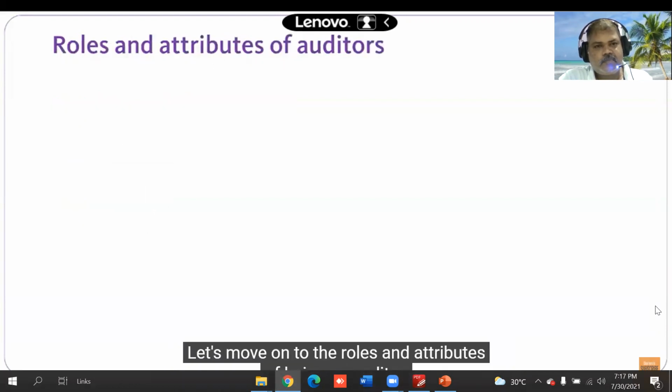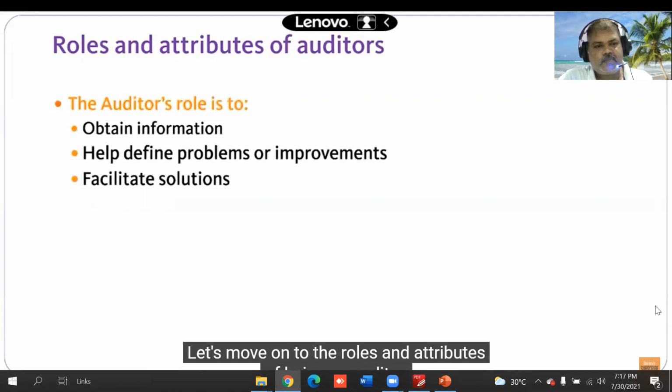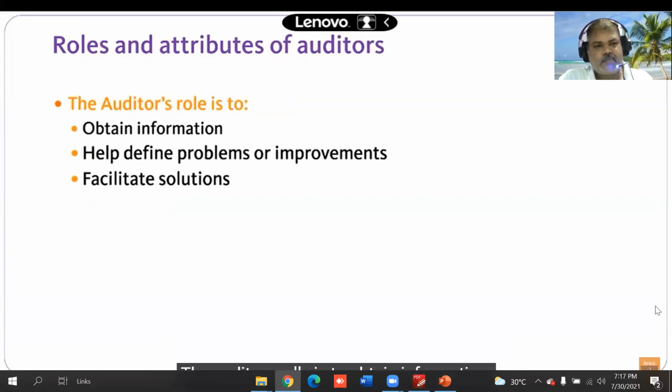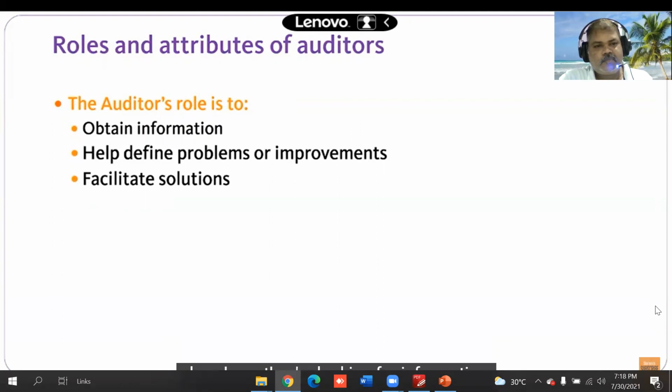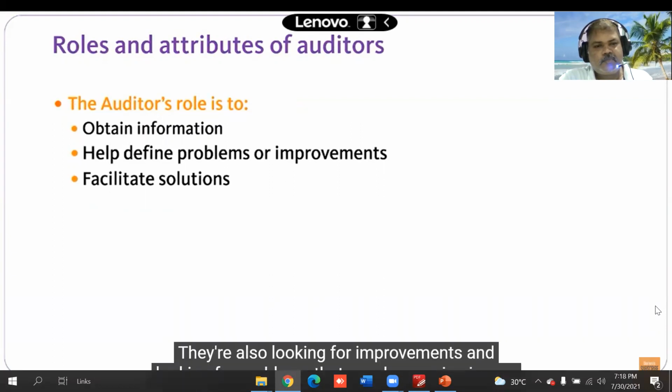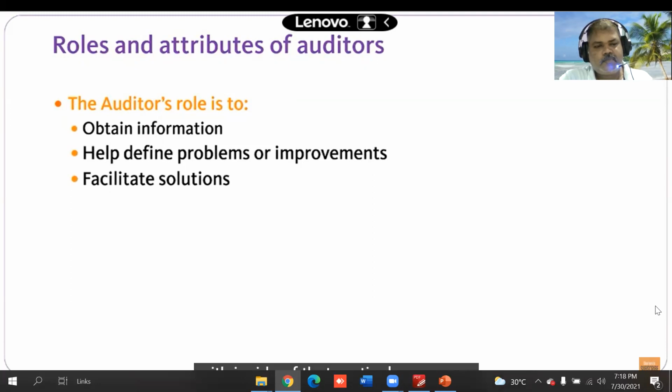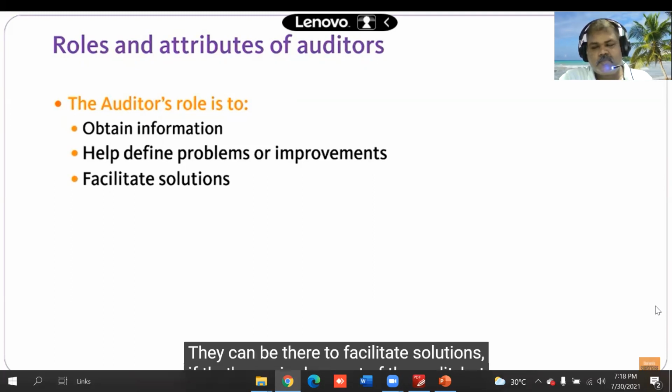Let's move on to the roles and attributes of being an auditor. The auditor's role is to obtain information. They need to look for information that is part of the audit. They're not there to look elsewhere. They're looking for information. They're also looking for improvements and maybe looking for problems that may be causing issues inside of that particular process. And they can be there to facilitate solutions if that's required as part of the audit.